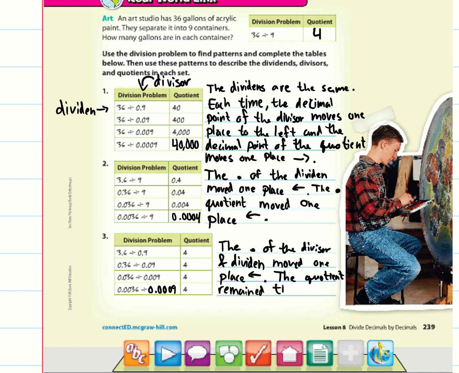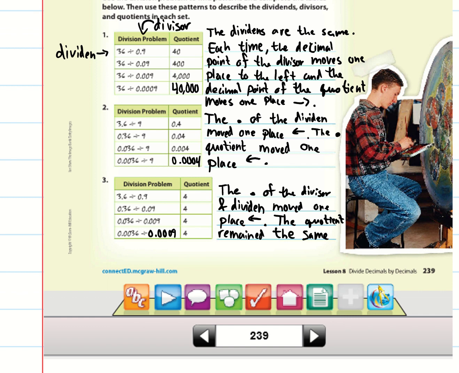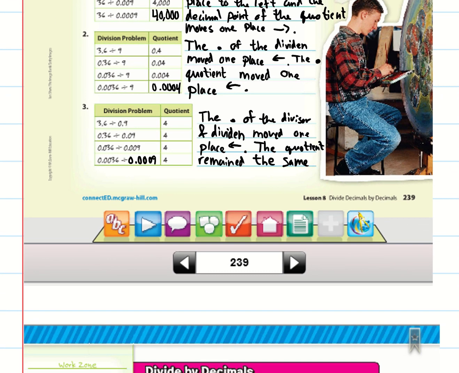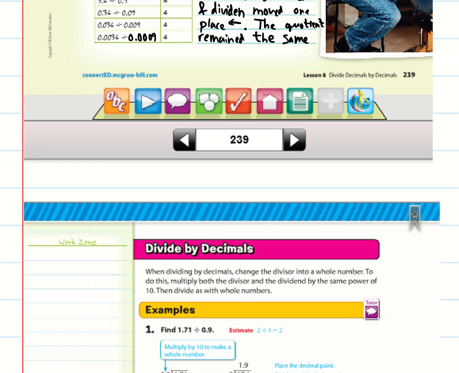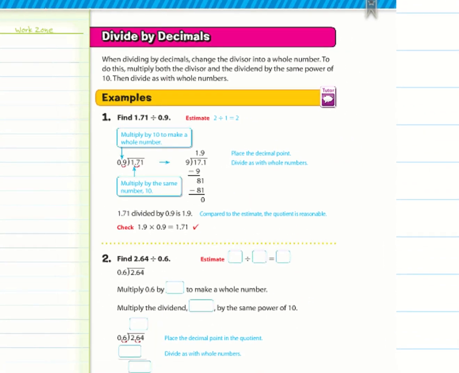So, especially in number 3, in a lot of our division problems, decimals and decimals, we're going to be moving the decimal in both the divisor and dividend. But it's very important to know that the quotient still remains the same, as long as we move both places the same way. So I'm going to explain that a little bit more in example 1.